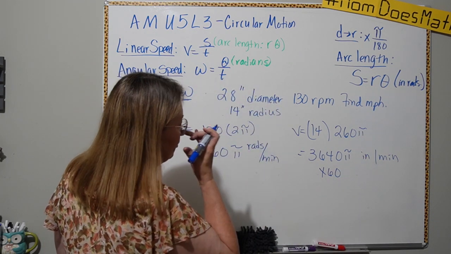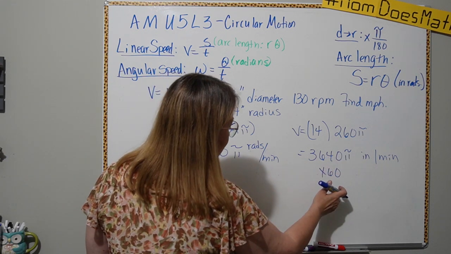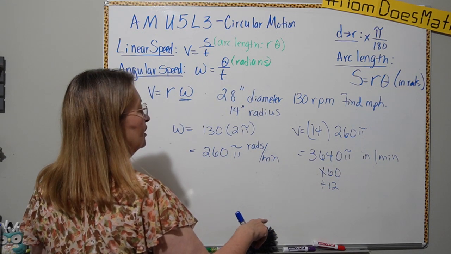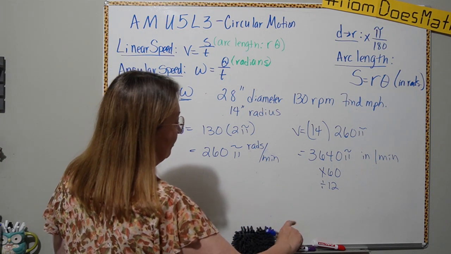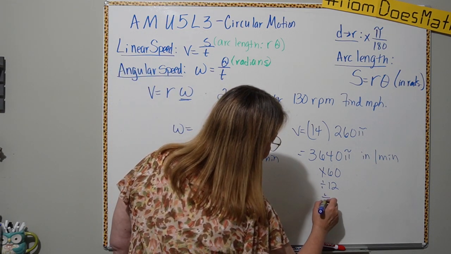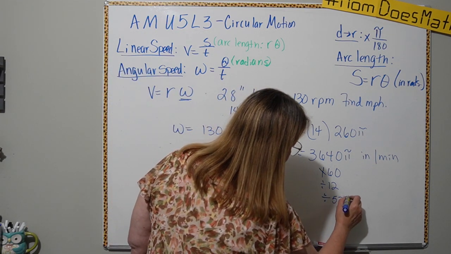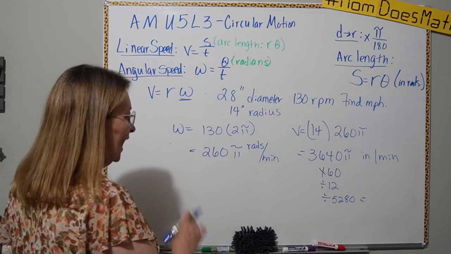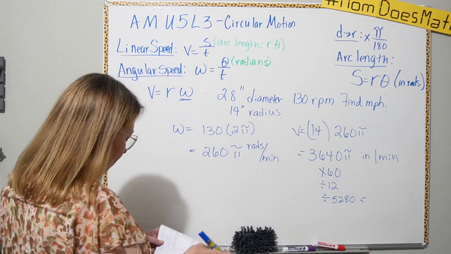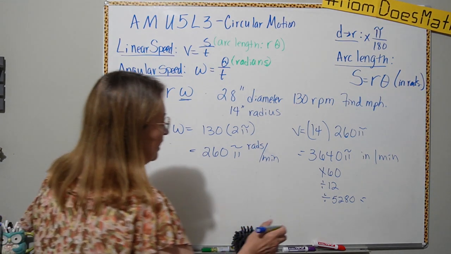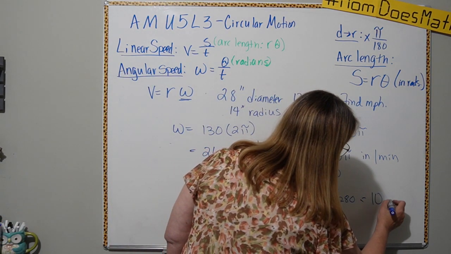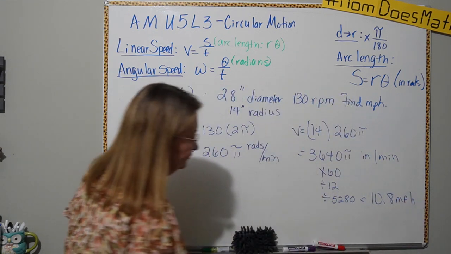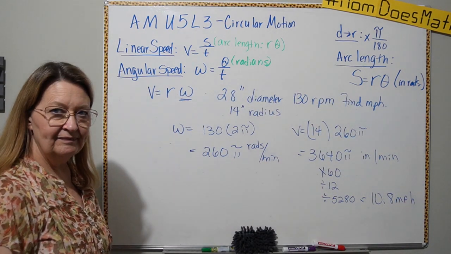What would you do to convert from inches to feet? Well, you're going to divide by 12. And then what would you do to convert from feet to miles? Well, you're going to divide by 5,280. Now, when you do 3640 pi times 60, divide by 12, divide by 5280, that is going to get you 10.8 miles per hour. Okay? Good job.